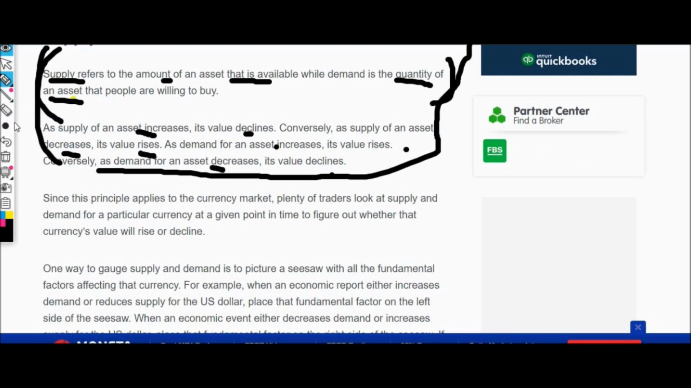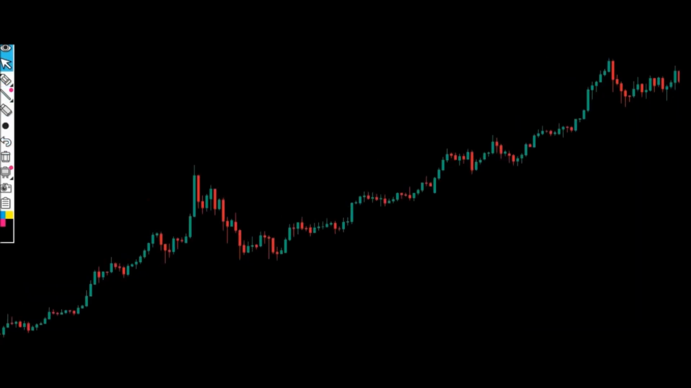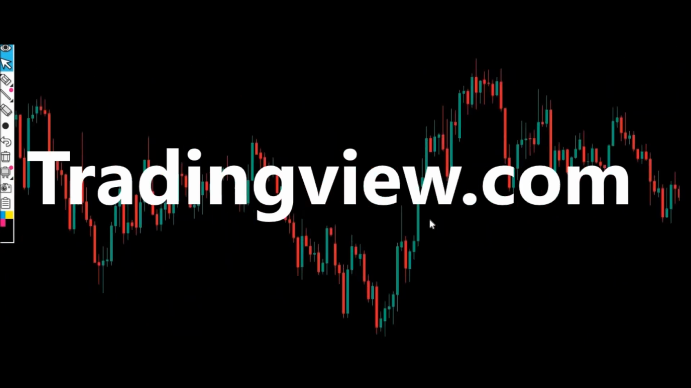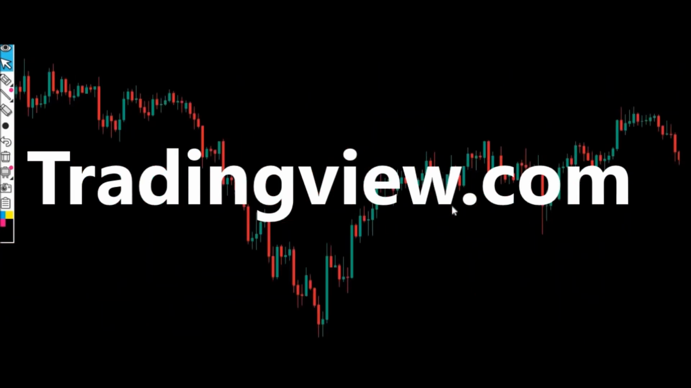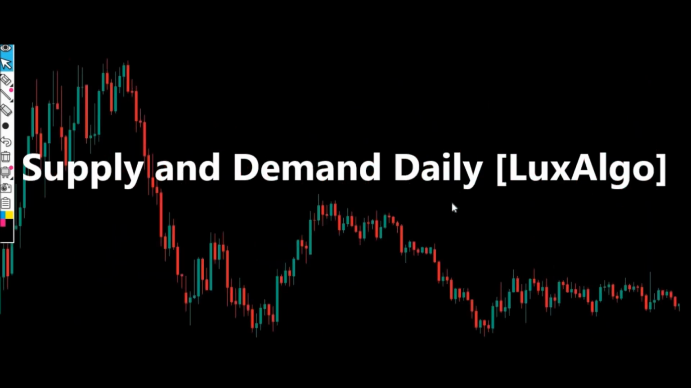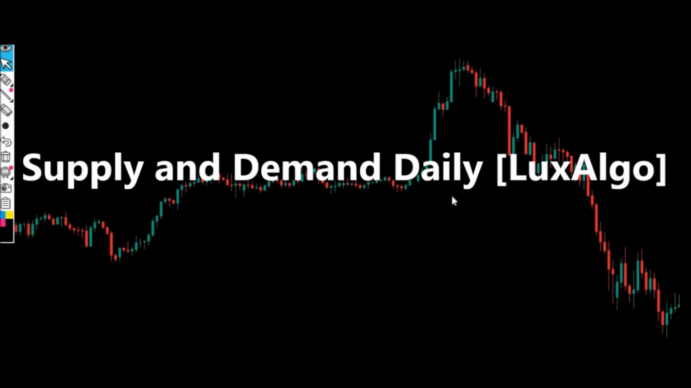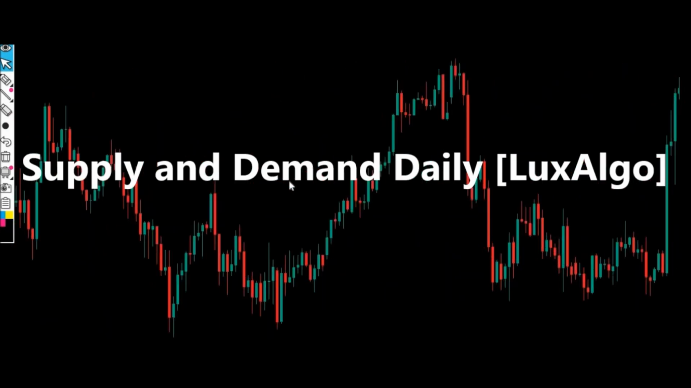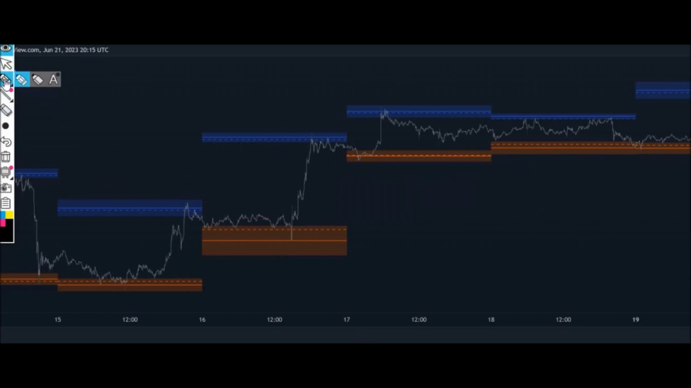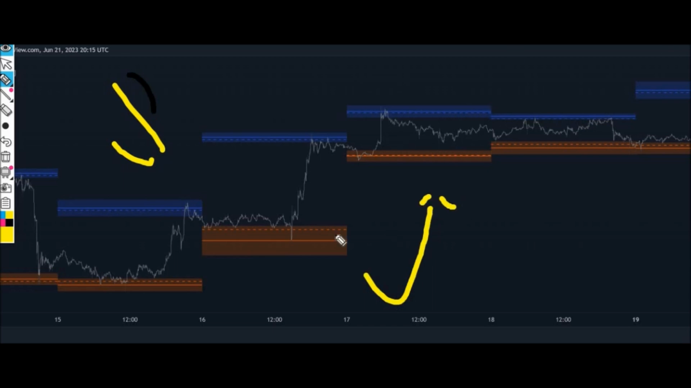Okay, so guys, let me help you add the indicator on your chart. To insert the indicator, you only need a TradingView account. The indicator is super free. Once you click on the indicators tab, you just type supply demand daily LuxAlgo. You click on it, and this is how it's going to appear on your chart. Immediately you insert it, expect it to look like this. You can see even at the look of things, the indicator seems to be very accurate.